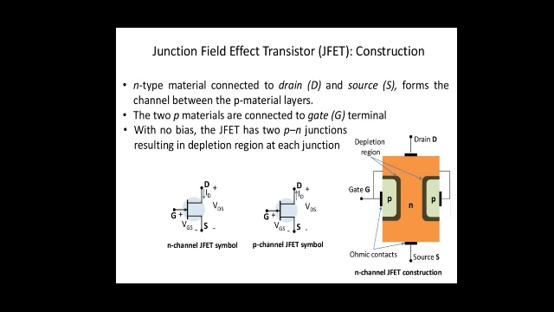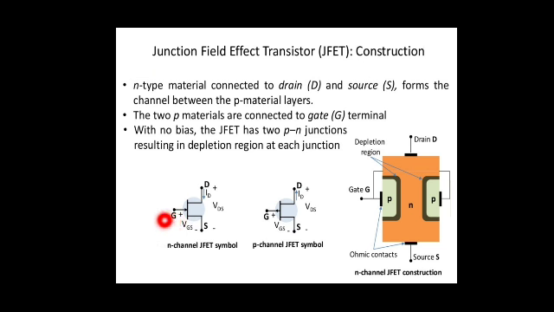Now here you can see these are the symbols. Okay, so these are the symbols: n channel JFET and p channel JFET. Here the sign of the arrow is very important.